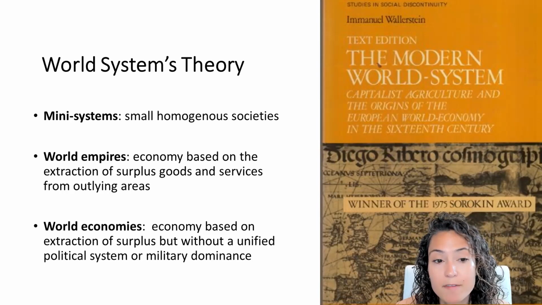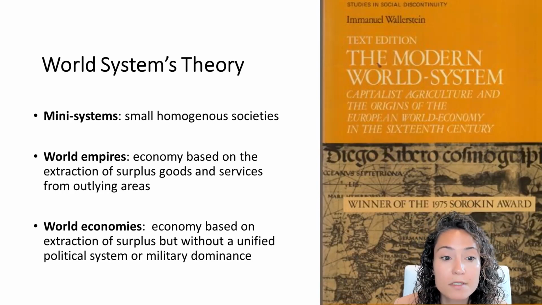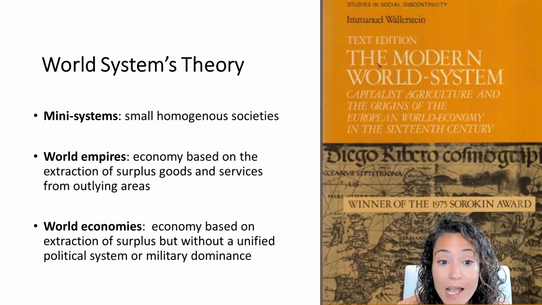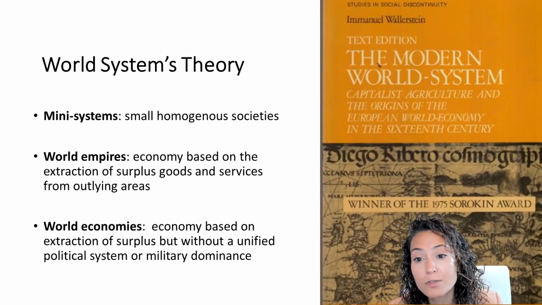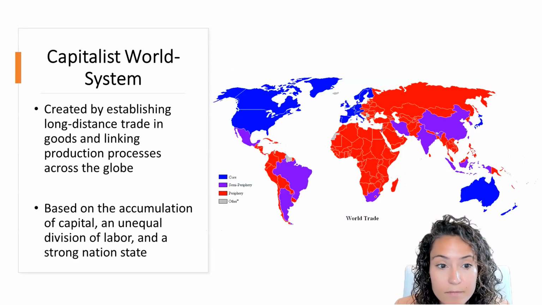Finally, the third type of social system, a world economy, is different from a world empire in that it does not have a unified political system. And it doesn't try to dominate other nations through military power alone. However, like a world empire, a world economy is based on the extraction of surplus from outlying districts to extract those resources and to bring them in to a kind of central economy.